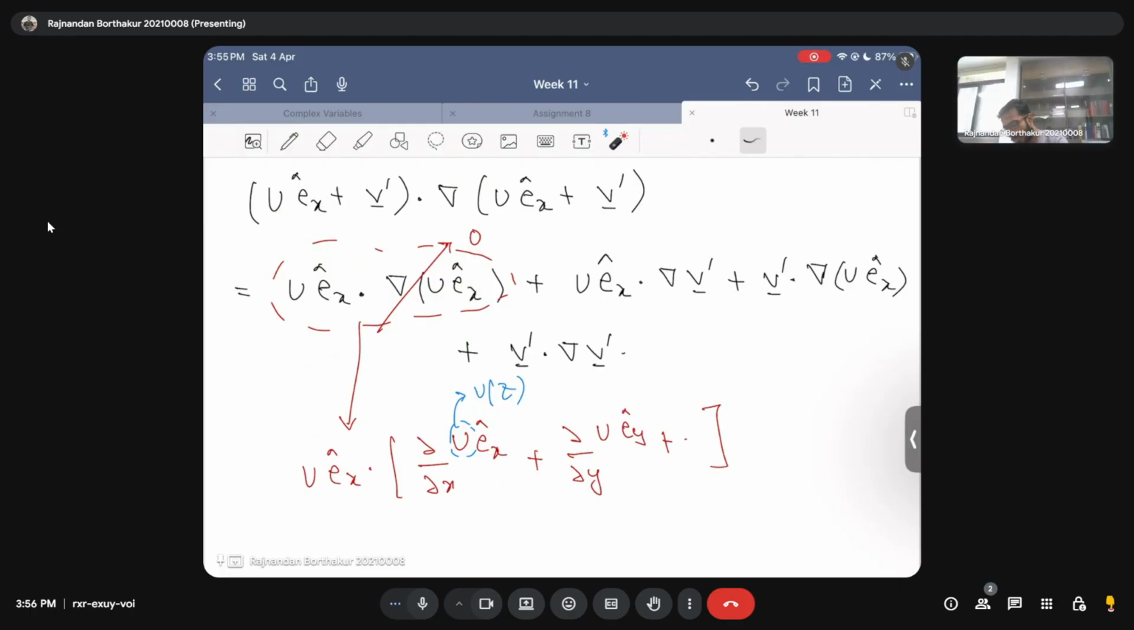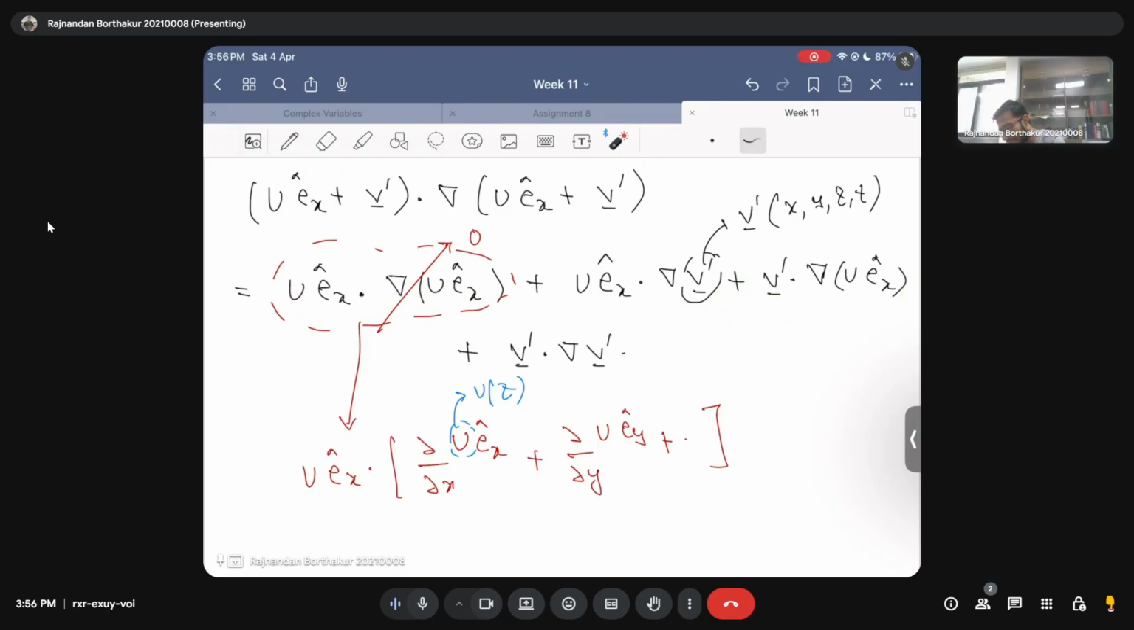Okay, however, this term is not going to be equal to 0, because we know that gradient of v prime, that is simply because of the fact that we actually don't know what is v prime. So v prime in general can be a function of x, this will be a function of y, this will be a function of z, as well as time, which means the dot product of this term is not going to be equal to 0, and we have to retain this term, and also the dot product of this term is also not going to be equal to 0, and we basically have to retain this term.